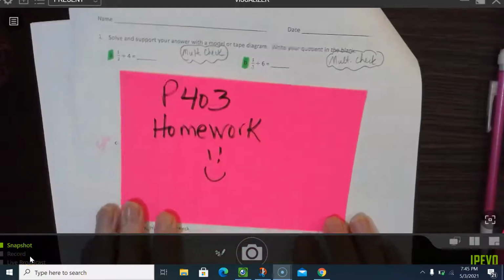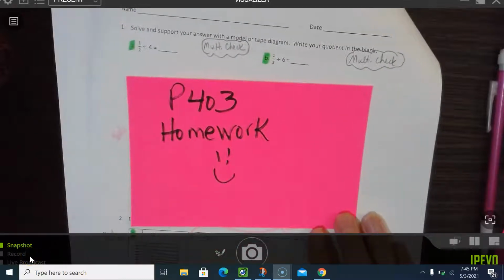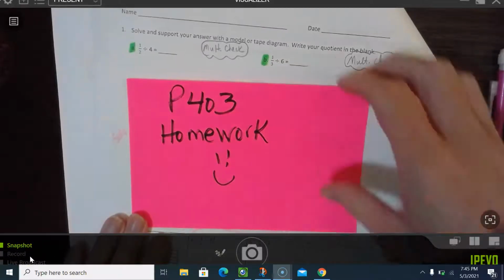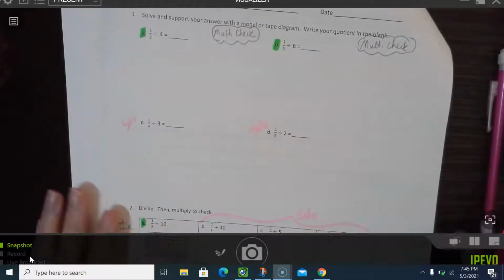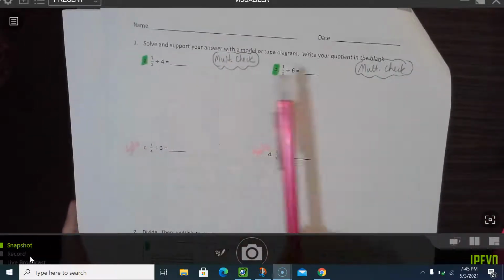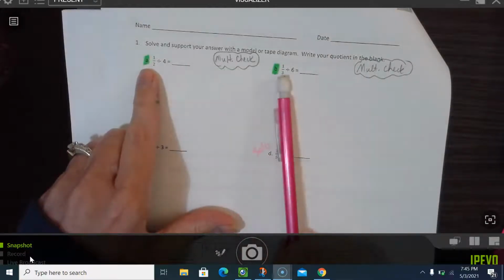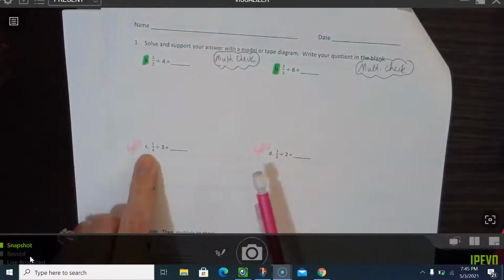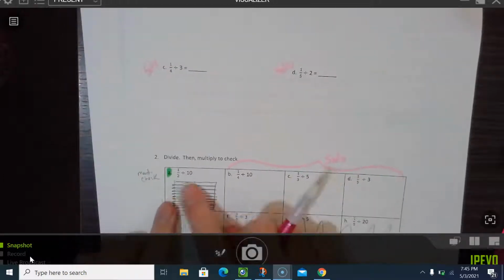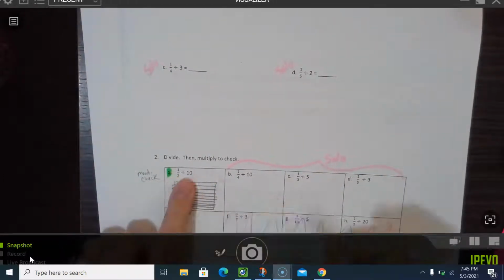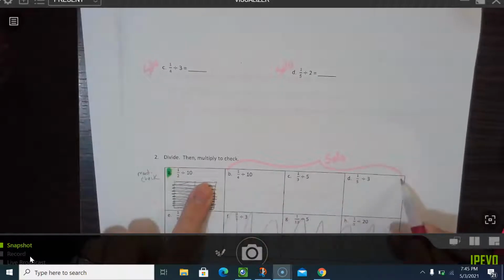I'd like you to turn to page 403, and this is going to be your homework. We are going to do a few problems together, and then the remaining problems you will do on your own. So the ones that are highlighted in green, A and B, we are going to do together. C and D, you'll do on your own. Down at the bottom, letter A we'll do together, and then these three problems you'll do on your own.